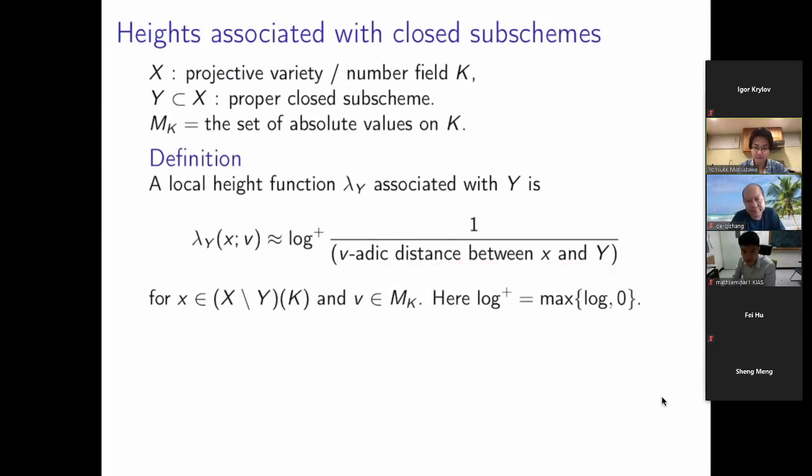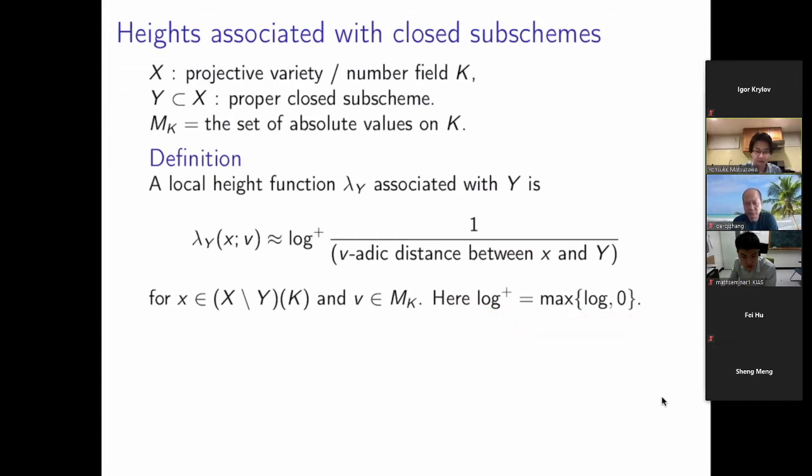So v is some fixed absolute value on K, and the local height function with entry x and v measures how close x is to y. If x is close to y, it's getting bigger and bigger, and if x is far from y, it's going to be 0. Here, log plus is just the maximum of log and 0.